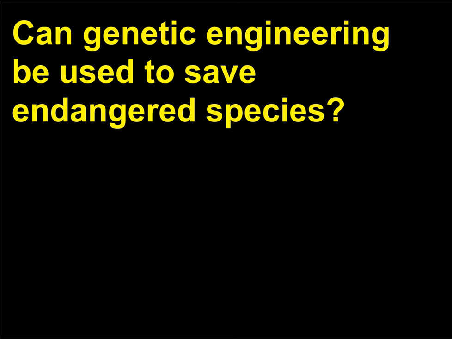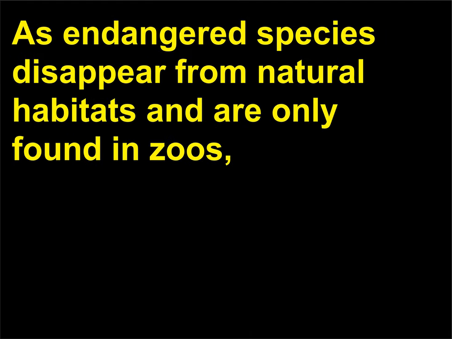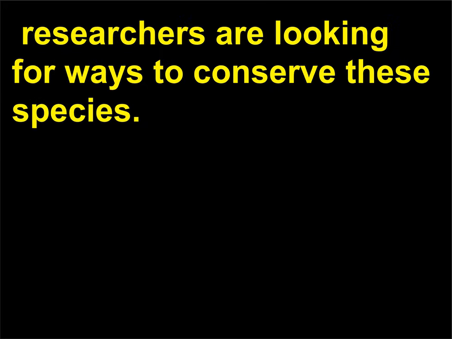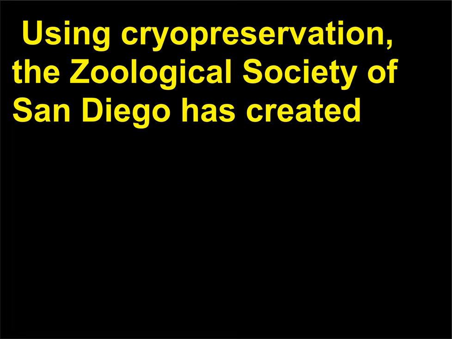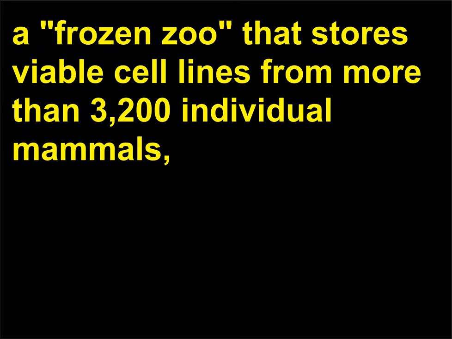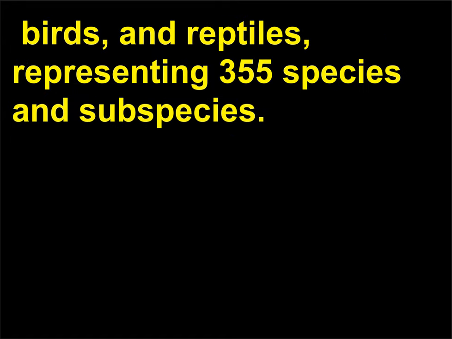Can genetic engineering be used to save endangered species? As endangered species disappear from natural habitats and are only found in zoos, researchers are looking for ways to conserve these species. Using cryopreservation, the Zoological Society of San Diego has created a frozen zoo that stores viable cell lines from more than 3,200 individual mammals, birds, and reptiles, representing 355 species and subspecies.